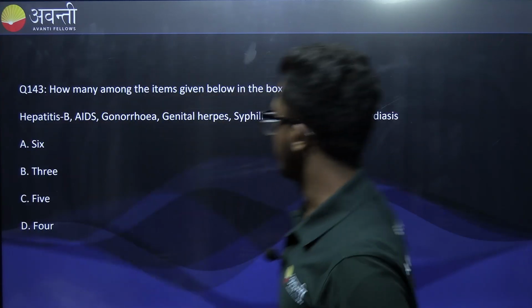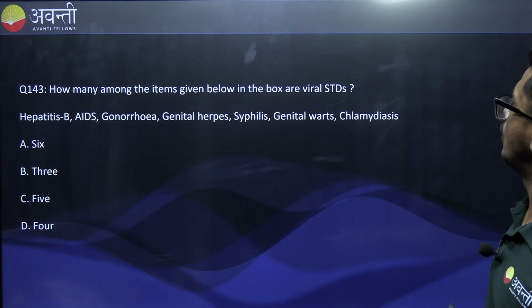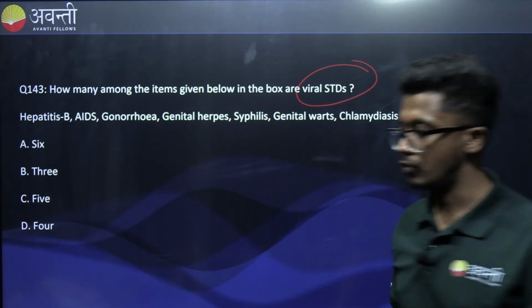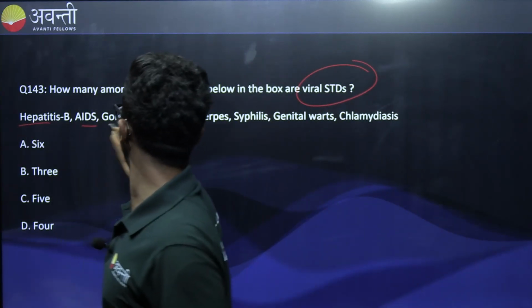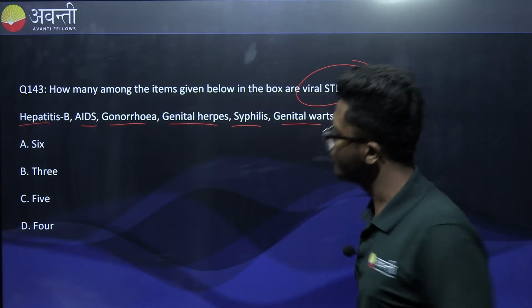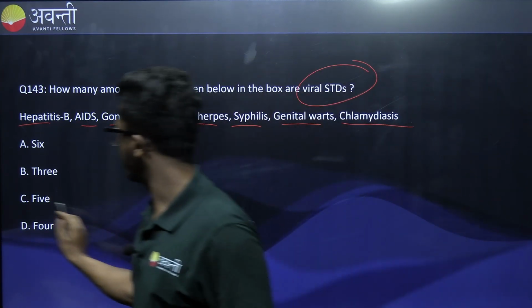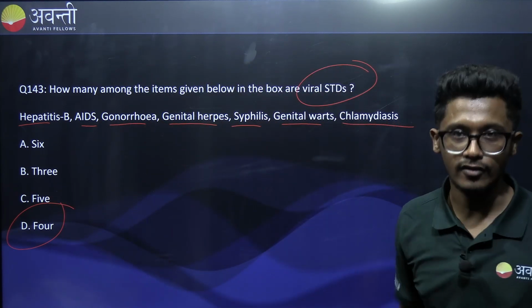Okay, next one. How many of the items given below in the box are viral STDs? That is, viral sexually transmitted diseases. We have hepatitis B, AIDS, gonorrhea, genital herpes, syphilis, genital warts and chlamydiasis. So here the option is 4. I can see that there are 4 diseases which are viral.